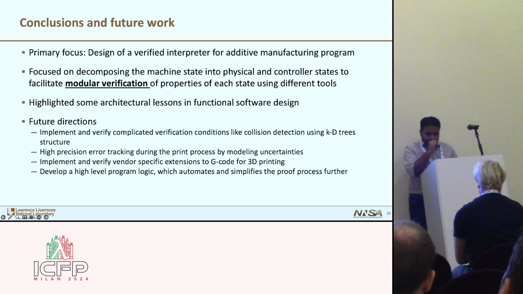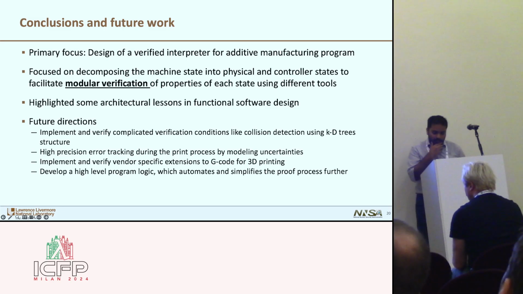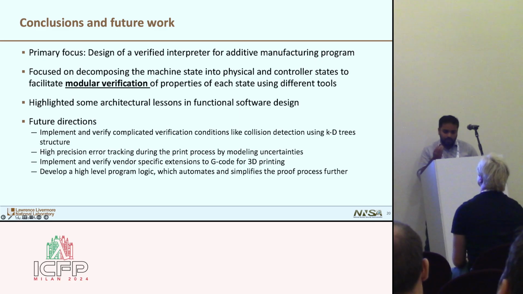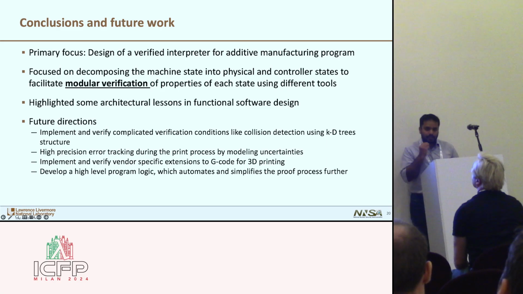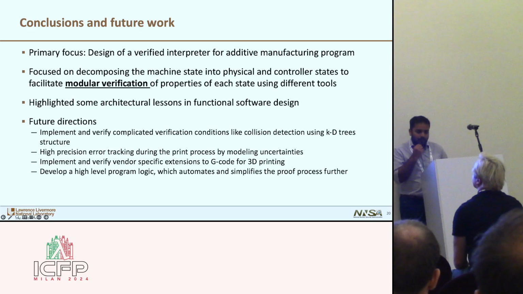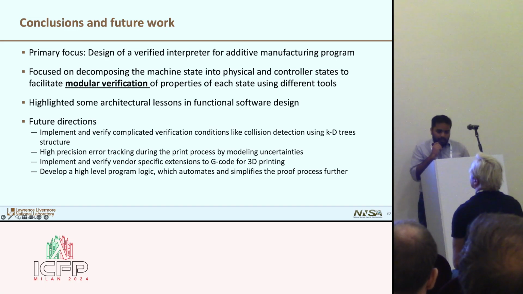In terms of future direction, we have started pursuing some directions, which we will be focusing on in the near future. The first direction is implementing some complicated verification checks like collision detection using the KD tree data structure. We have an implementation of this KD tree data structure in OCaml, and we plan on mechanizing that and integrating it with our tool. The second direction that we want to pursue is about modeling uncertainties.